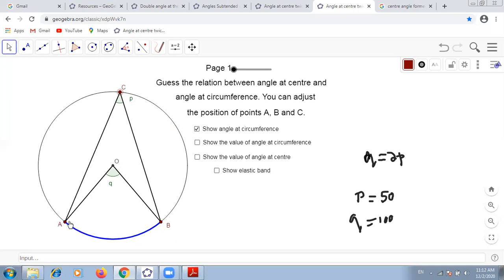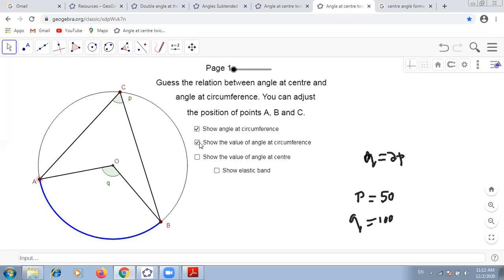Means if we mark the minor arc like this, then this major arc should be like this, and the center angle is double the circumference angle. I've already said if P equals 50, then Q should be equal to 100. Let's suppose P is 59.58. Then what do you think? What is the value of Q?